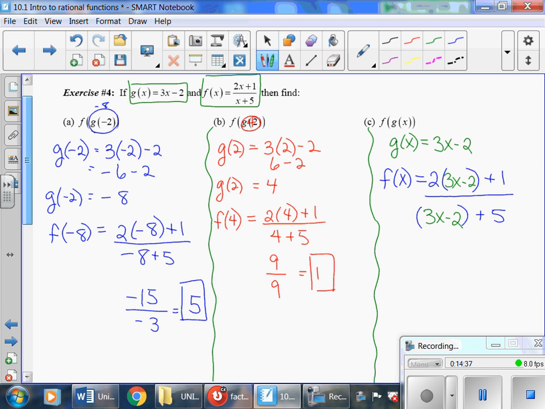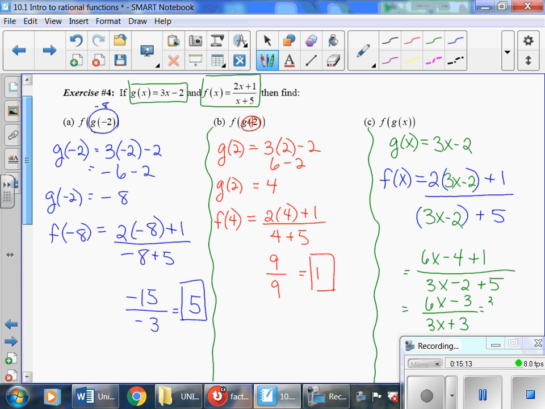So when we simplify this, let's look at our numerator. We get 6x minus 4 plus 1. And in the bottom, I have 3x minus 2 plus 5. So now we just combine like terms, and we get 6x minus 3 divided by 3x plus 3.